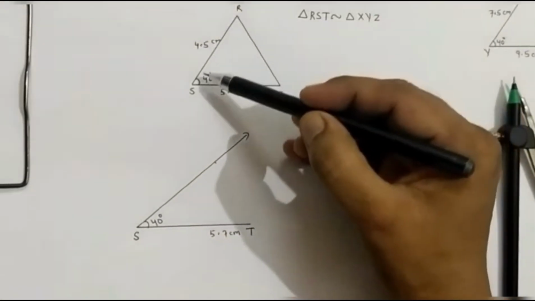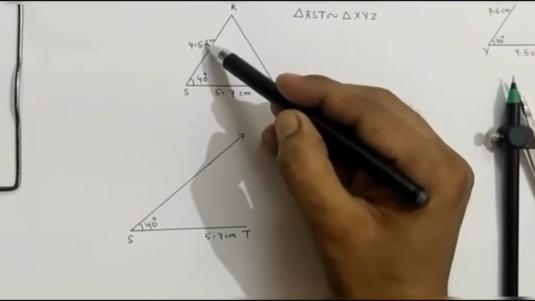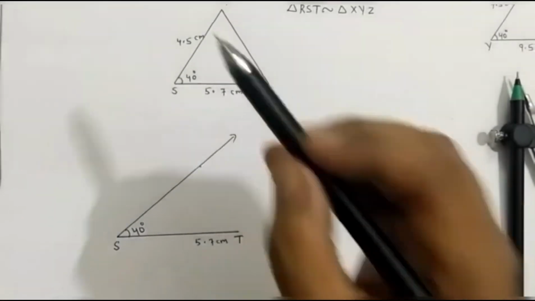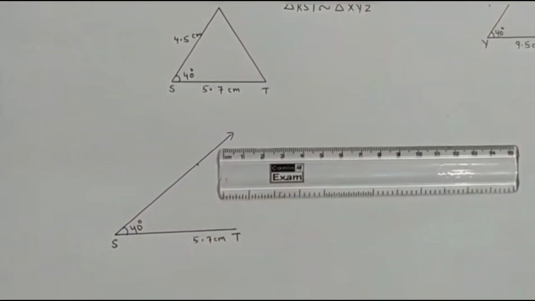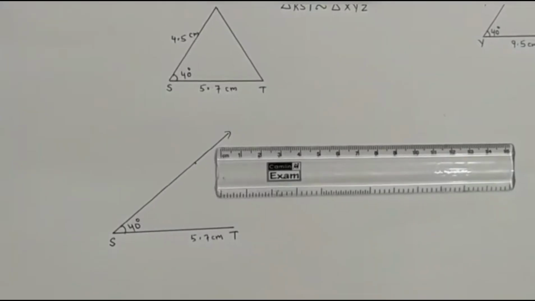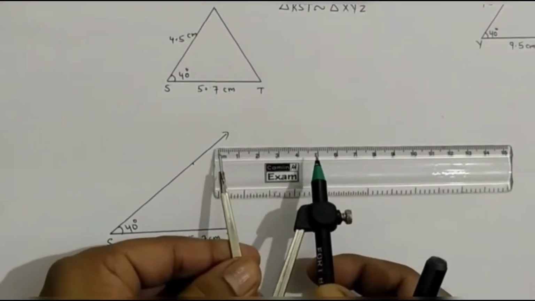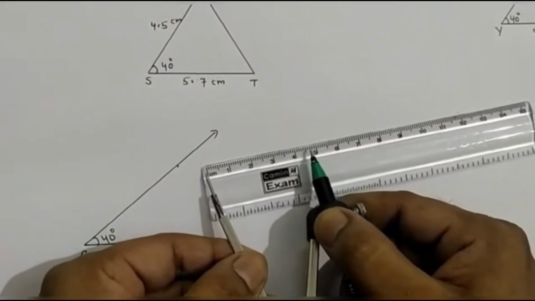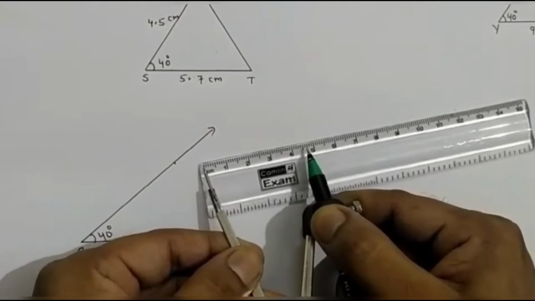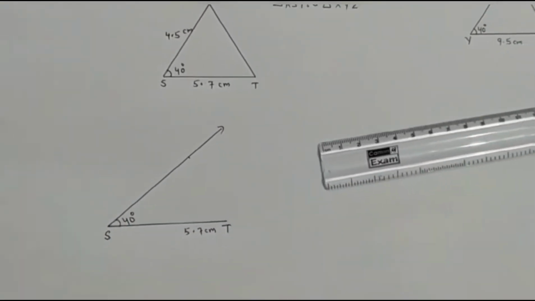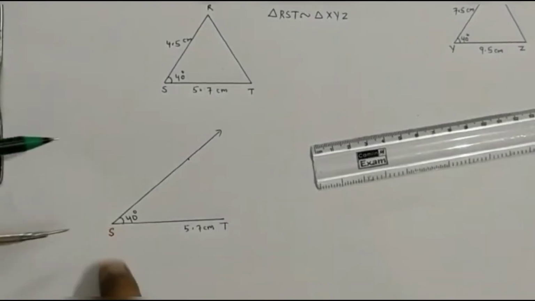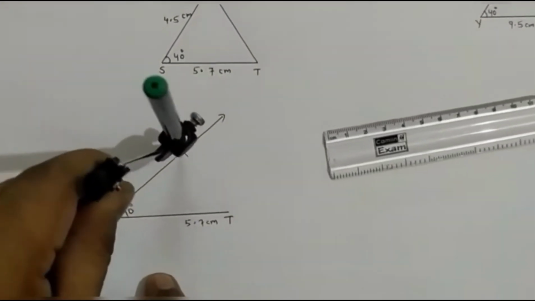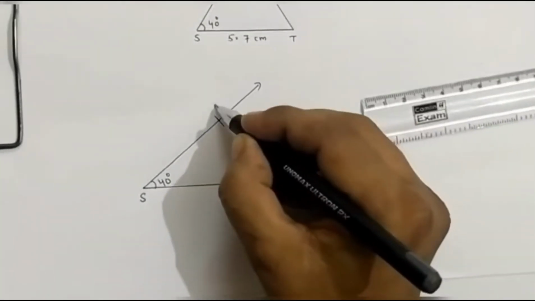After that, now we can see this distance RS. RS is given as 4.5 centimeters. So what you have to do? From this point S, we have to cut an arc of 4.5 centimeters. Use the compass for that and take a distance of 4.5 centimeters. Keep it on point S and cut an arc with that distance. Mark this point as point R.